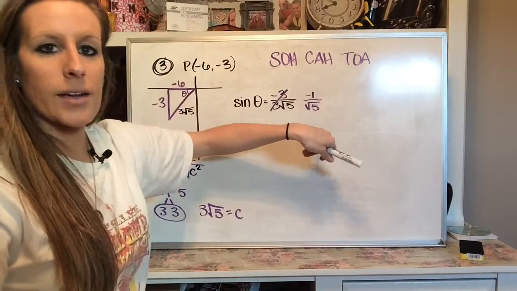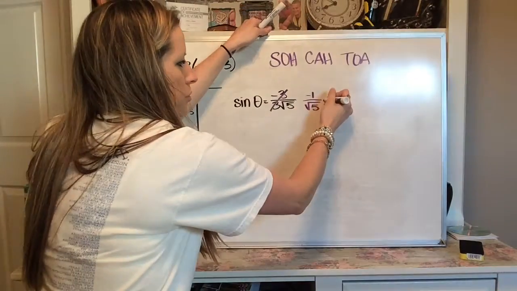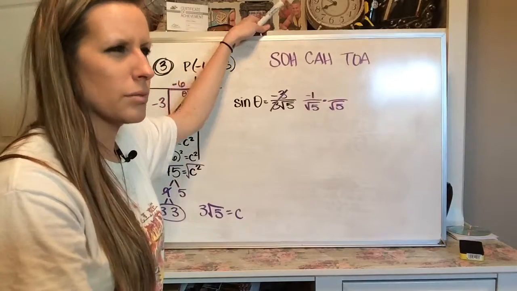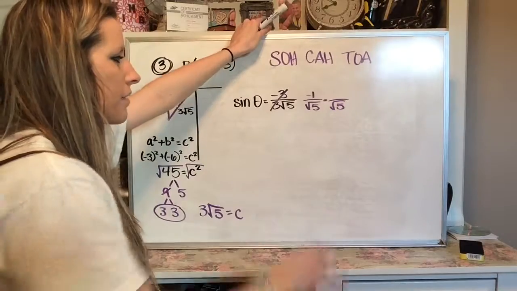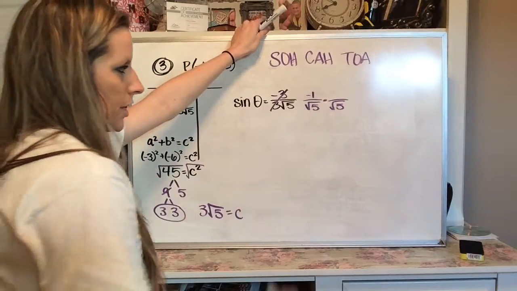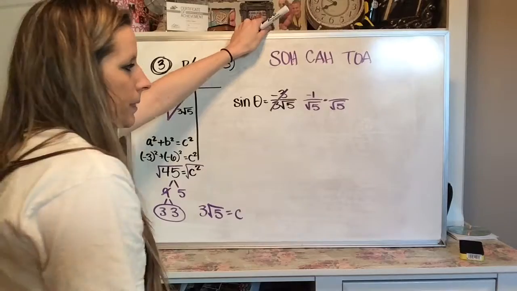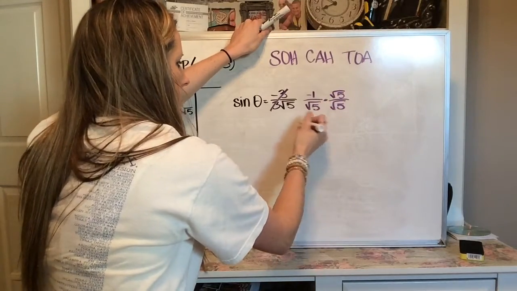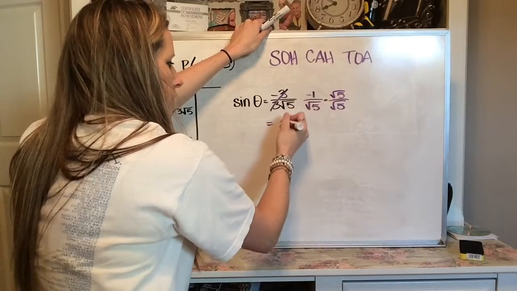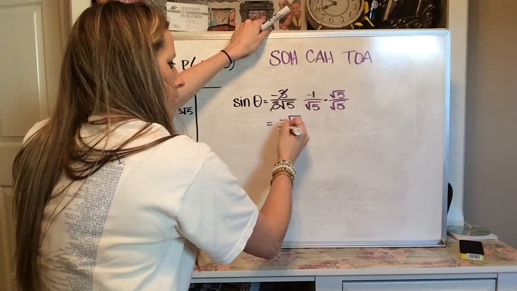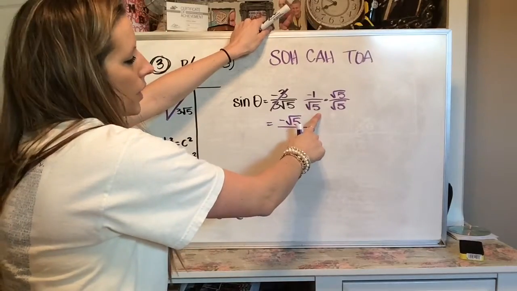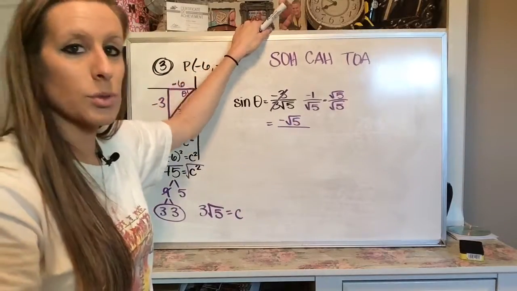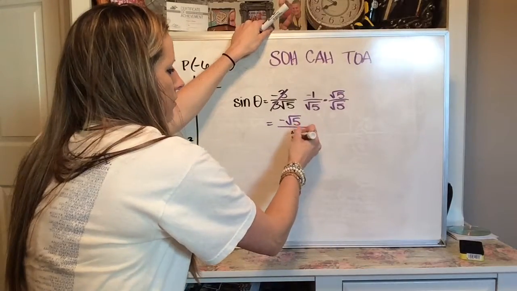In order to get that radical out of the denominator, you're going to have to multiply it by itself. And we've done this before. We have gotten rid of a radical in the denominator. You just multiply it by itself. Okay, what you do to the bottom, you have to do to the top. So that would be negative square root of 5 in the numerator. In the denominator, we have square root of 5 times the square root of 5. That gives you the square root of 25, which is 5.